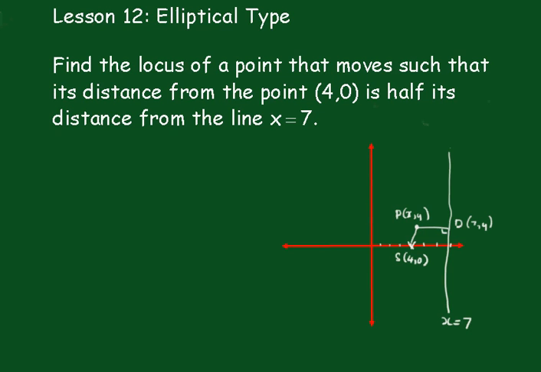Lesson 12, elliptical type. Find the locus of a point that moves such that its distance from the point (4, 0) is half its distance from the line x equals 7. Not equal, but half. So this will generate a different sort of conic. In fact, it's an ellipse. We'll find out it's an ellipse when we work this all out.